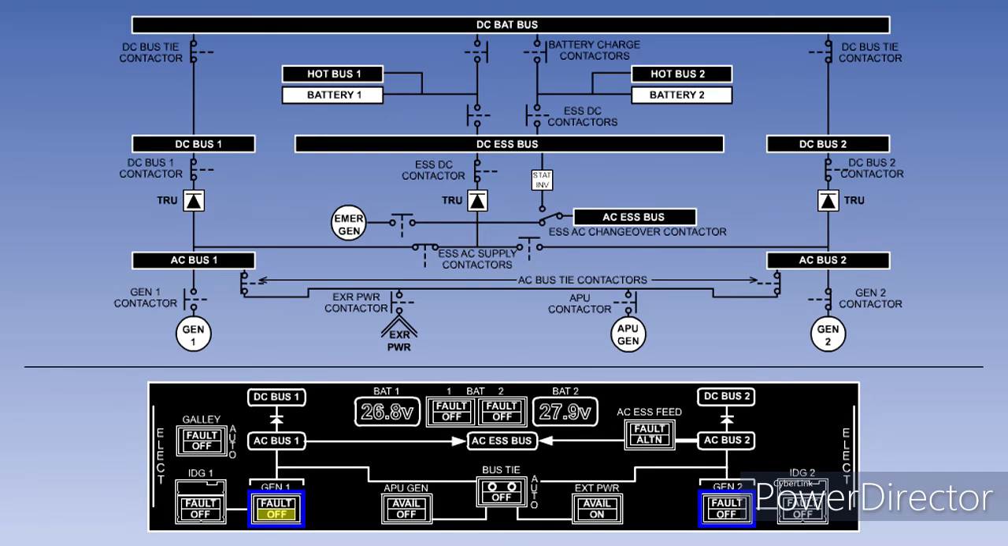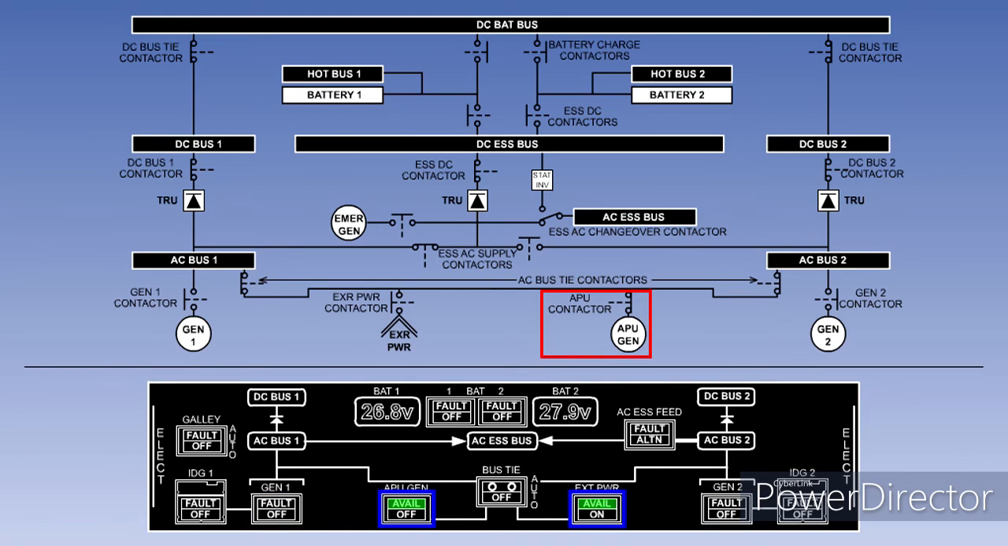The generator 1 and 2 switch lights allow the pilot to switch off the engine-driven generators by opening their respective generator contactors. The fault light in the switch will illuminate if the generator contactor has been opened by the automatic control system because of a generator fault.